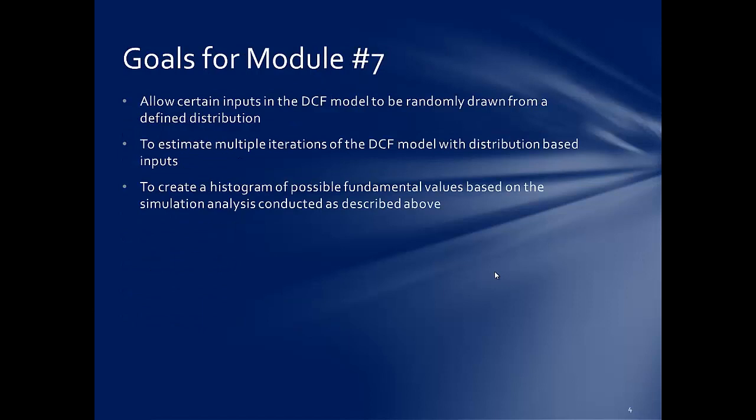So our goals for module number 7 are, first off, we want to allow certain inputs in our discounted cash flows model to be randomly drawn from a defined statistical distribution. We also want to estimate multiple iterations of the discounted cash flows model with distribution-based inputs. And then lastly, we want to create a histogram of possible fundamental values based on the simulation analysis conducted as described in the previous 2 bullet points.